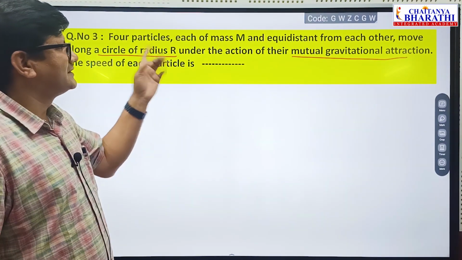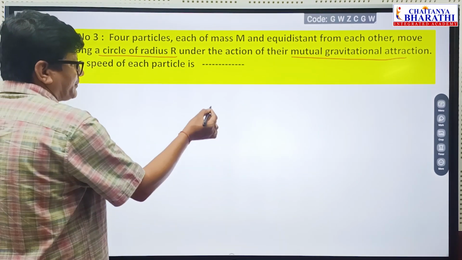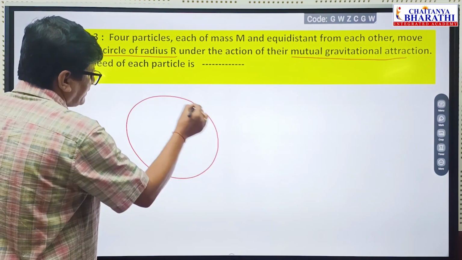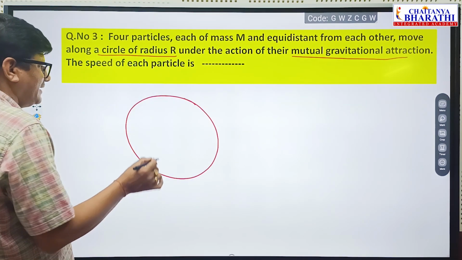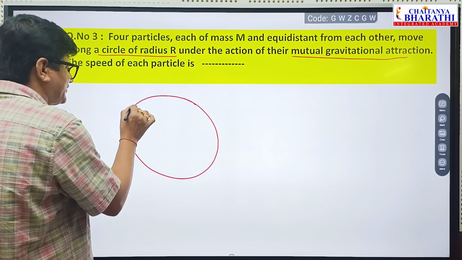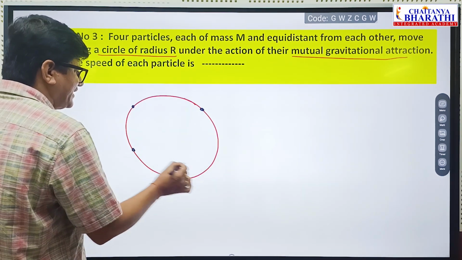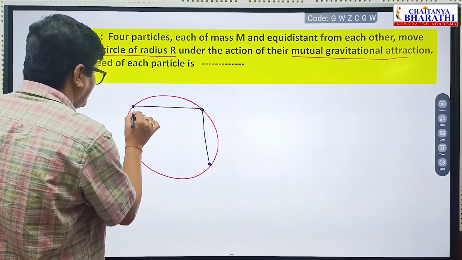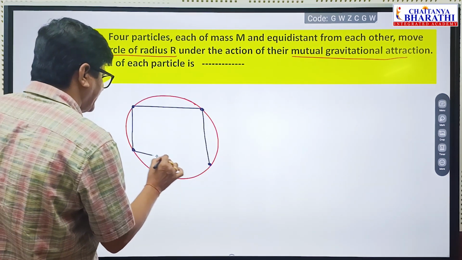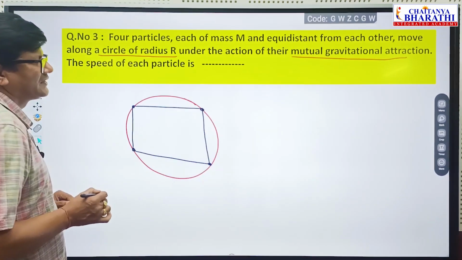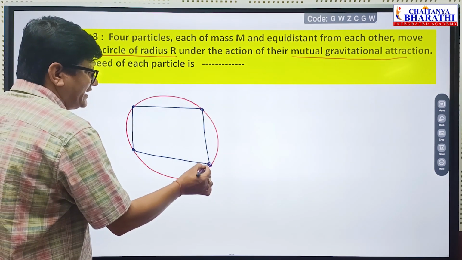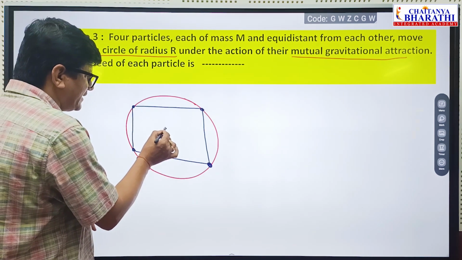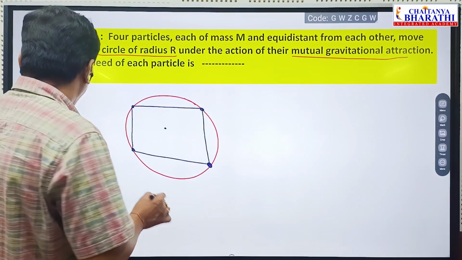Simply we can solve that. So, 4 particles rotating in a circle. Take a circle and arrange those 4 particles equidistant, like this. You consider any one of the particles, and on that particle you calculate the gravitational force.